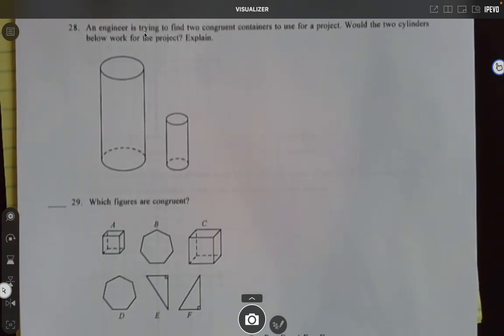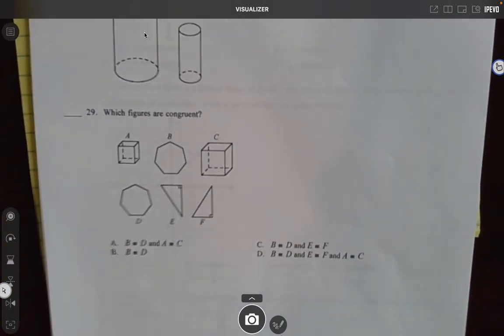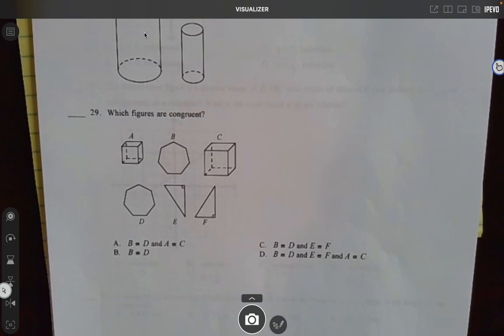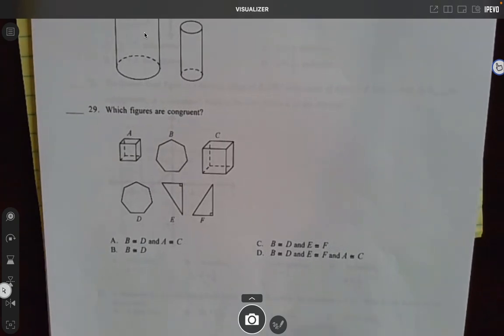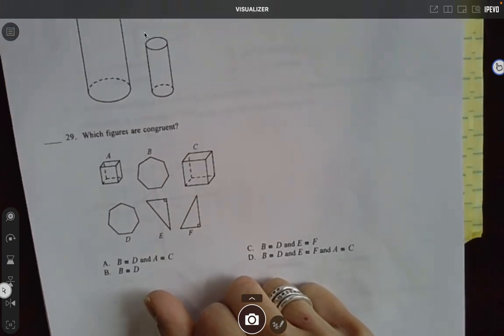29, I know it's easy, but I don't think it's on there. But which ones are congruent? C, B and D and E and F seem to be congruent. Okay. Same size, same shape. All right, but that one I don't believe is on there. 29 isn't on there?